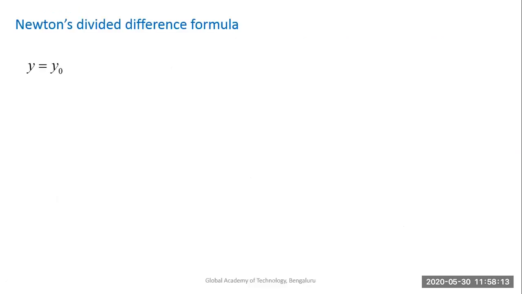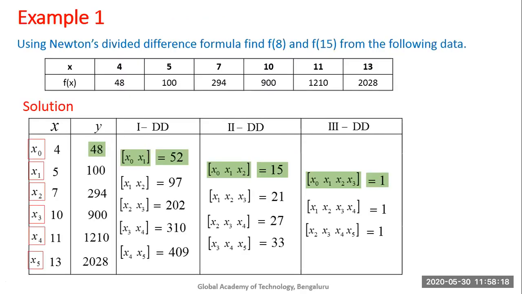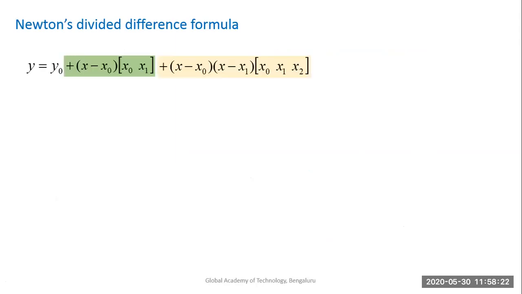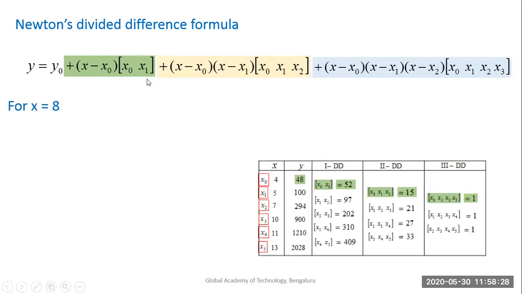Now, we need to find the values of f of 8 and f of 15. So we use the divided difference formula, which is given by this. For x equal to 8, y naught is 48. So substitute y naught as 48, x is 8, so 8 minus x naught.